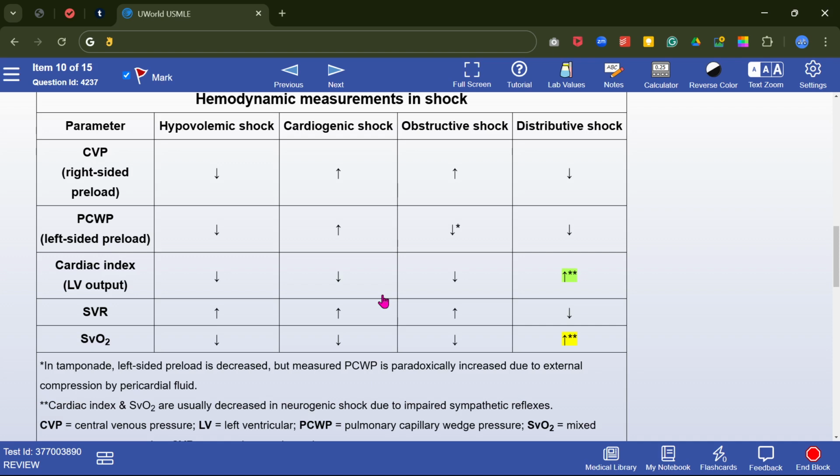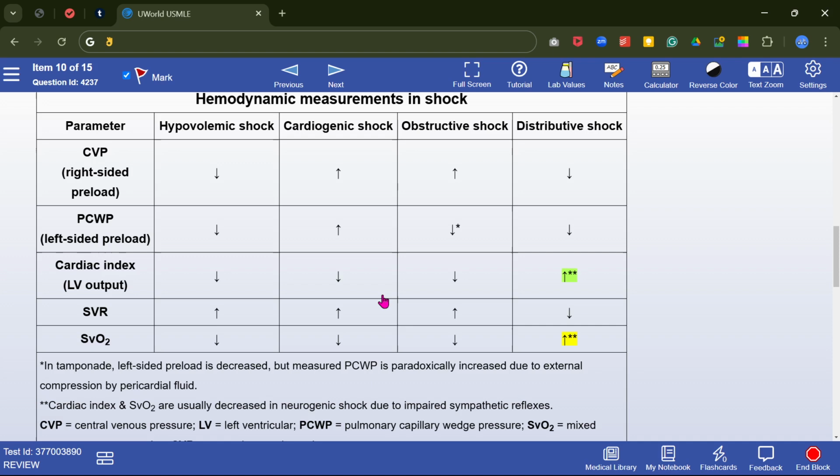In cardiogenic shock, right-sided preload is high, left-sided preload is high, cardiac index is low, systemic vascular resistance is high, and mixed venous oxygen saturation is low.